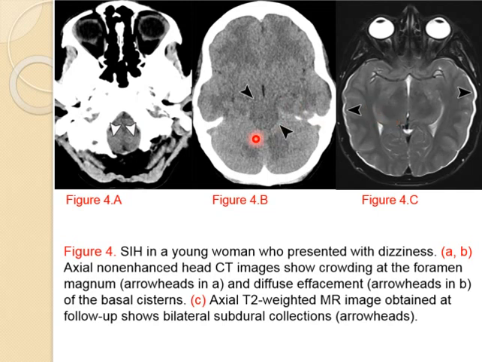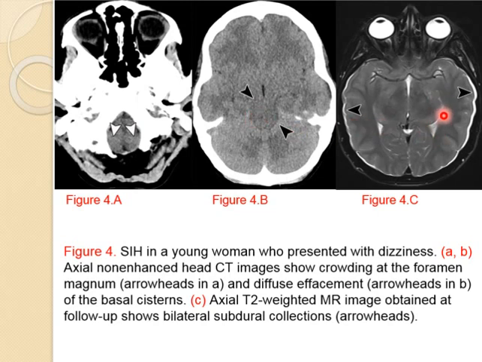Effacement, diffuse effacement. So what you see here, effacement means obliteration. Because of intracranial hypotension, the pressure of the CSF is low, so the brain will sag, will fall down near the base. You can see the foramen magnum is crowded. You do not see the CSF surrounding the medulla oblongata. It's clumped together. And when you go up a little bit, the cisterns that surround the brainstem are effaced, obliterated, and not seen because it's all close together because of hypotension.